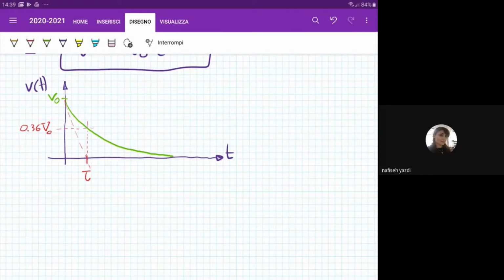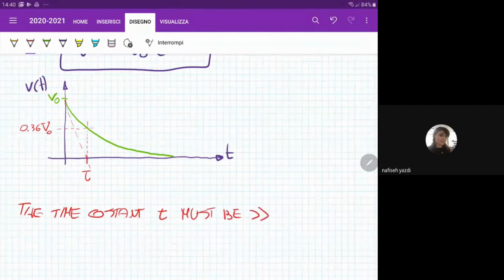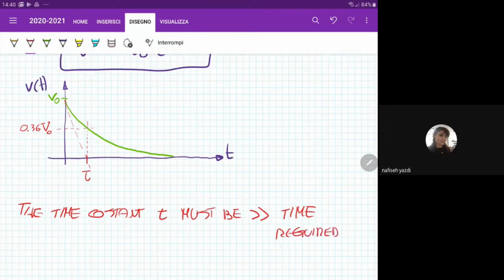And this time constant is dependent on the measuring circuit. So it depends on the cables, it depends on the PZT, it depends on the amplification stage. So the time constant tau must be much larger than the time required to measure the acceleration x double dot.